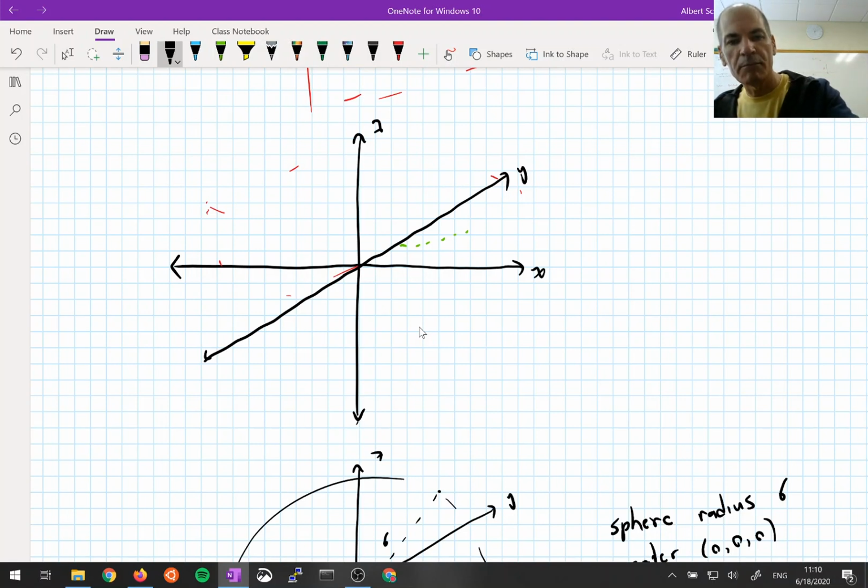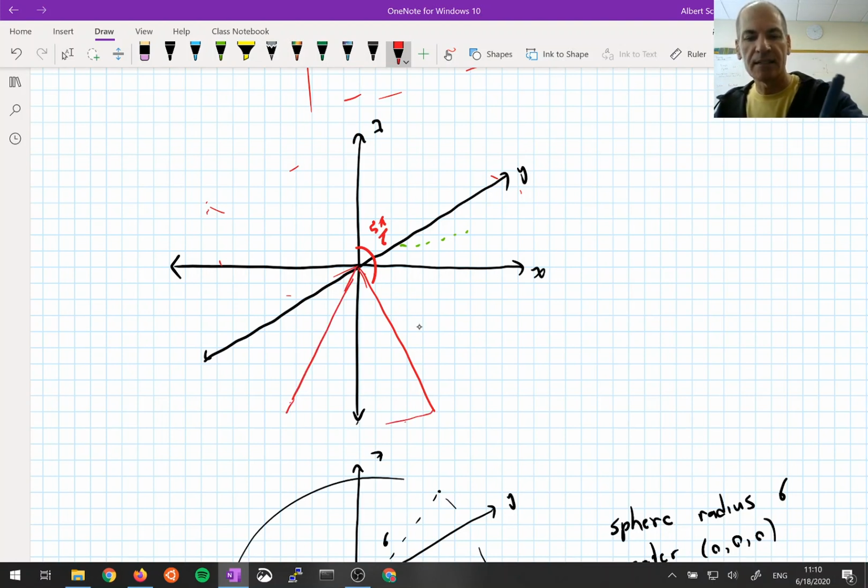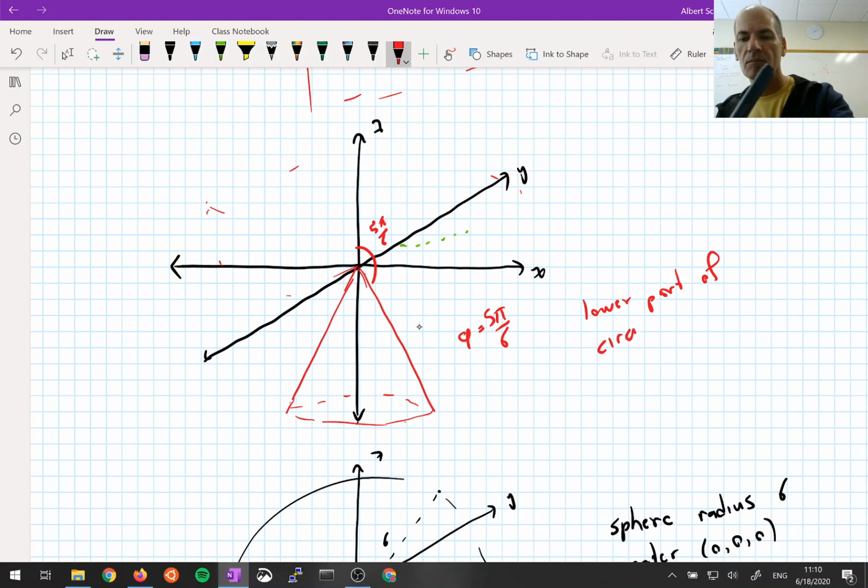We're talking about 5 pi over 6 from the positive z-axis. That's all the way down below the xy plane. Sorry about that. This angle, 5 pi over 6. All right, and then corresponding on this side, and that's the cone. So phi equals 5 pi over 6 is the lower part of a circular cone. Like this. Apologies.